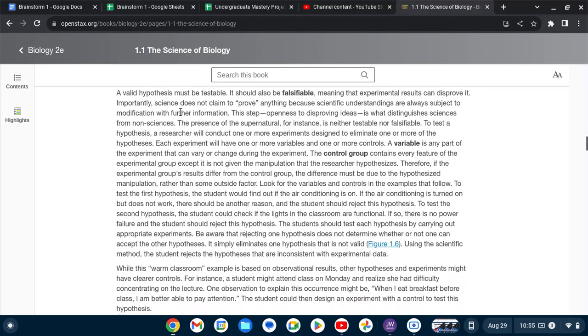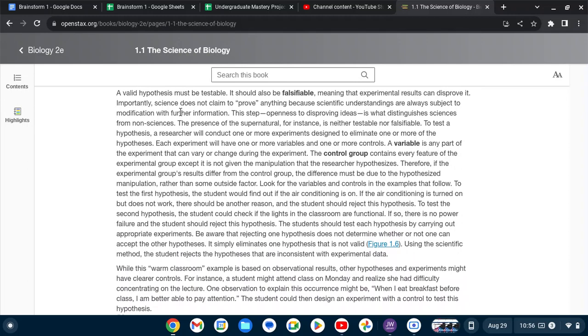Testing a hypothesis. A valid hypothesis must be testable. It should also be falsifiable, meaning that experimental results can disprove it. Importantly, science does not claim to prove anything because scientific understandings are always subject to modification with further information. This step, openness to disproving ideas, is what distinguishes sciences from non-sciences. The presence of the supernatural, for instance, is neither testable nor falsifiable.